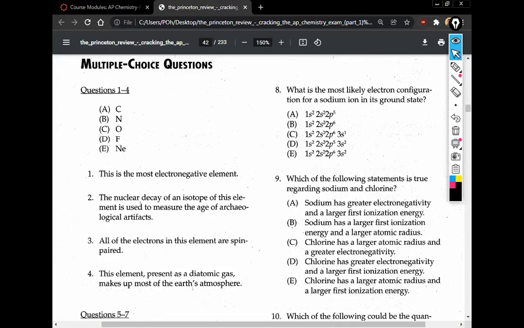Okay, so we're gonna do numbers 1, 2, 3, and 4 first. Here we have the options for the elements, and then we have some descriptions. We have 4 descriptions. So I want you guys to take about a minute and a half. You can work with the person next to you. See if you guys can figure out which of these 5 elements matches these descriptions, okay?